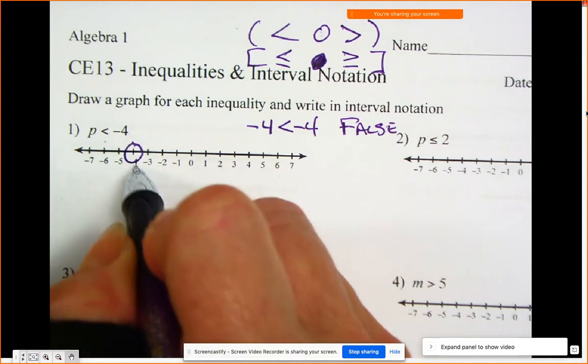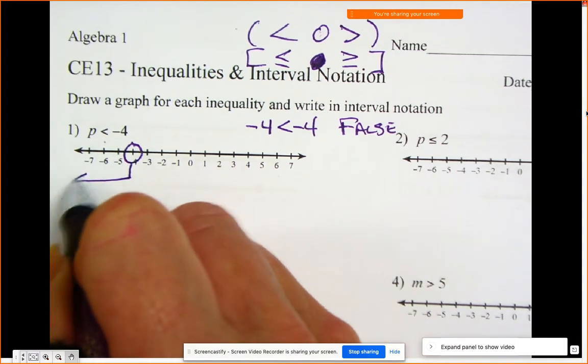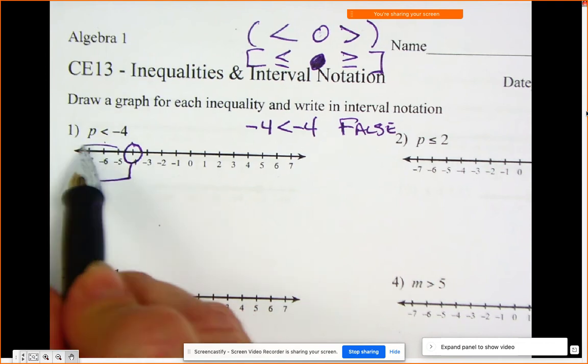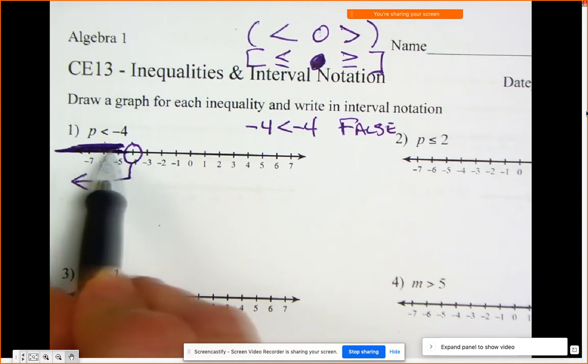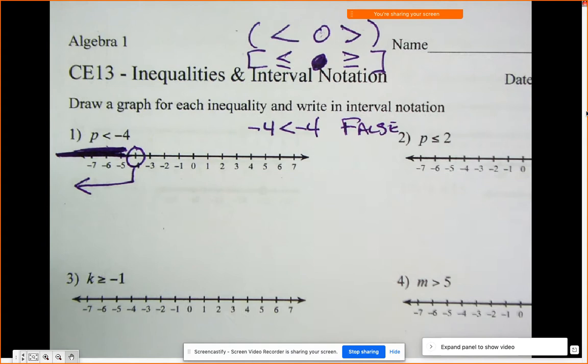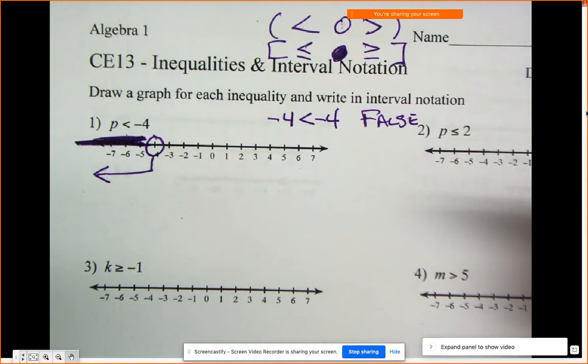I would graph on top, but since I don't have room to graph on top, I'll just do that. You can either do that, or if you want to shade in the line, do that. It doesn't matter to me how you graph. It matters to me that you understand.